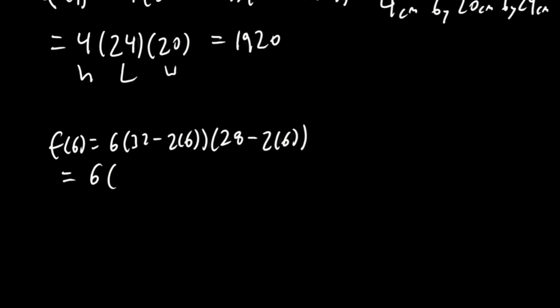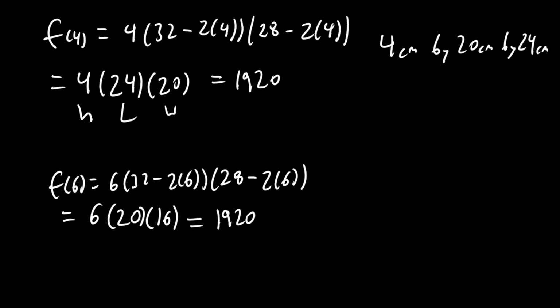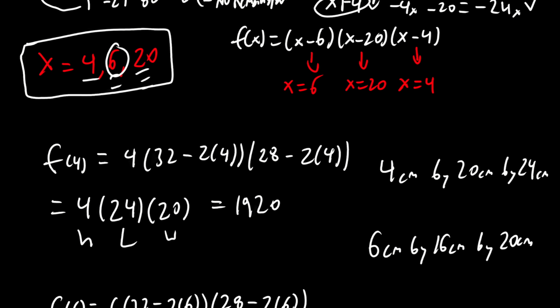32 minus 12 is 20 times 2 times negative 6 is again negative 12. 28 minus 12 is 16. Now we have another set of length, width, and heights, and multiplying these three together again gives us 1920, meaning that another set of possible lengths for this box is 6 centimeters by 16 centimeters by 20 centimeters. But what about a third possibility, 20?